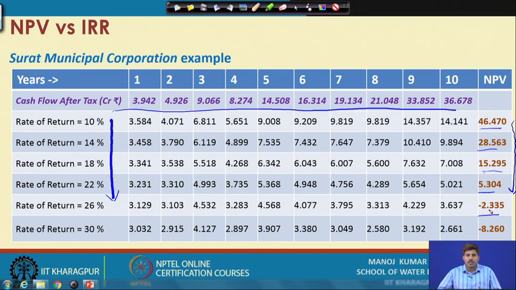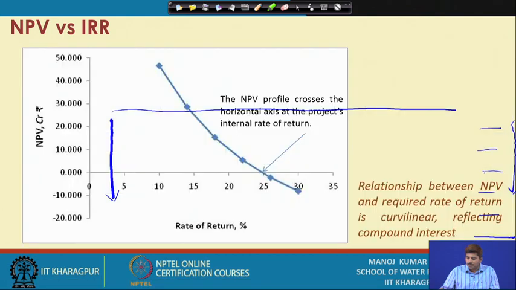If you recall, the IRR for this project was somewhere around 25%. So, since my rate of return, or my discount rate, has exceeded the IRR, I am getting a negative net present value for the project. And obviously, if it is negative at 26%, it goes further down at 30%.